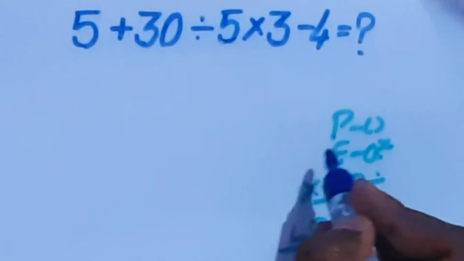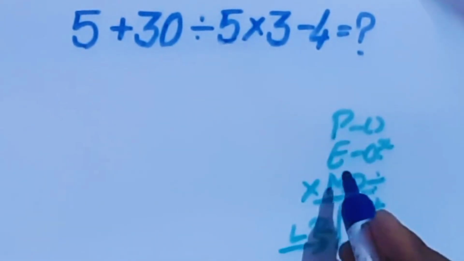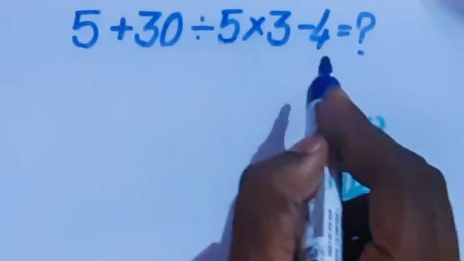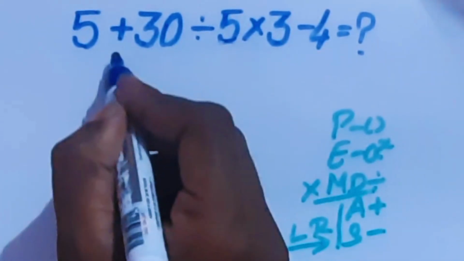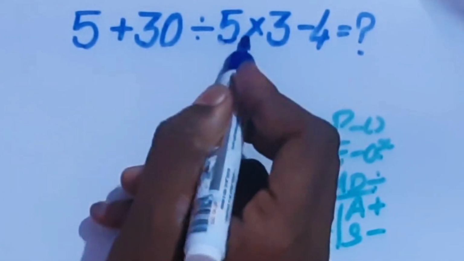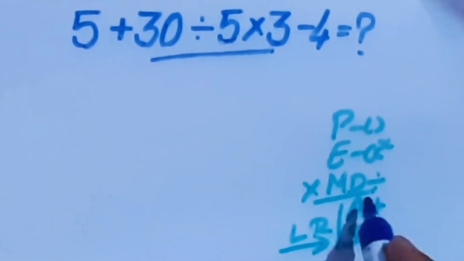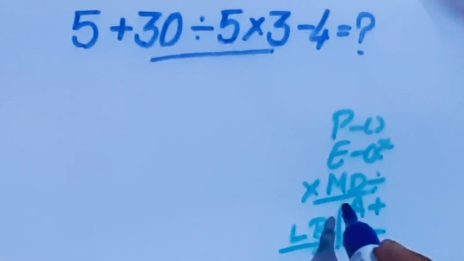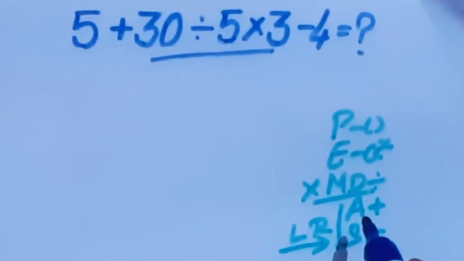Here, as per the order of operations PEMDAS, the bracket is higher priority. We don't have a bracket in this problem. Next priority is exponent. Exponent is also not there in the problem. Next priority is multiplication and division. Here we have addition, division, multiplication and subtraction. Division and multiplication are higher priority than addition and subtraction. So we have to do the multiplication and division before the addition and subtraction.